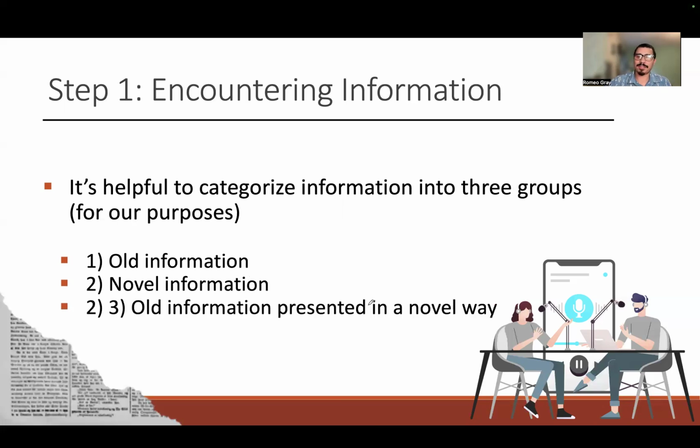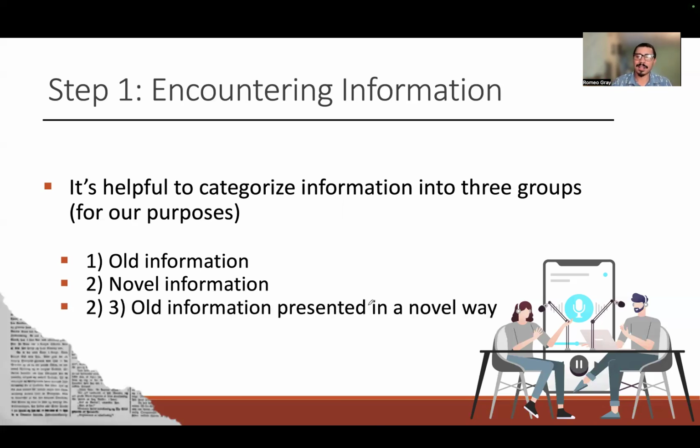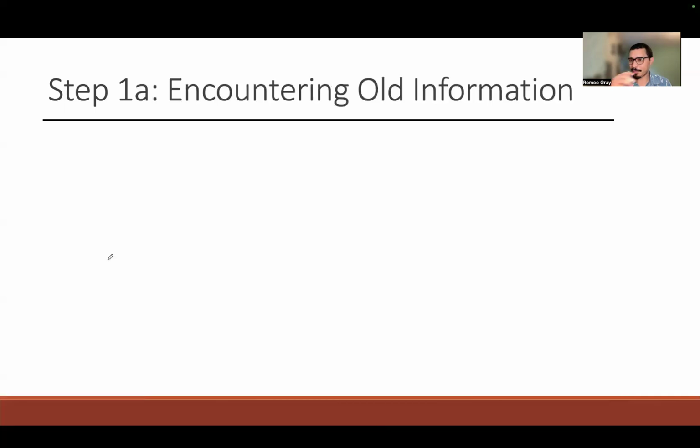Okay, that's distinct from novel information, which is new to the person. They've never encountered this kind of information before. Then there's the third kind of information, which is old information presented in a novel way. This happens a lot. It's going to be a little bit beyond our scope right now, so I'm only going to focus on 1 and 2. But we can maybe discuss the effects of 3 as well. Old information presented in a novel way.